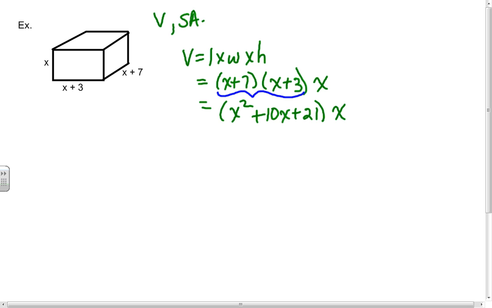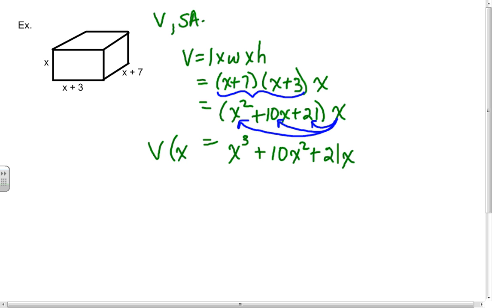Next line, if I multiply by x, I've got x times each one of these terms. So I should get 3 terms. And rules of powers, x cubed plus 10x squared plus 21x. I am done. That is an expression for volume in terms of the height x.